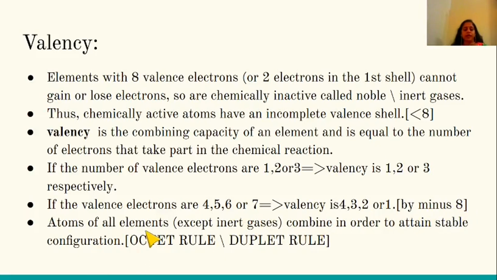Okay. So, all the elements except inert gases combine. Why? I discussed just now, in order to attain a stable configuration, that is the octet rule or duplet rule. Duplet, that is having 2 electrons in the first shell. Octet is 8 electrons in the valence shell.